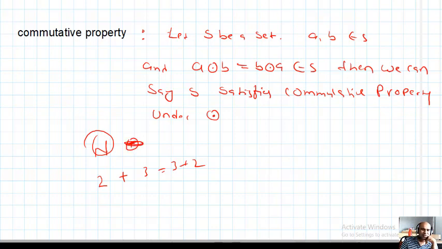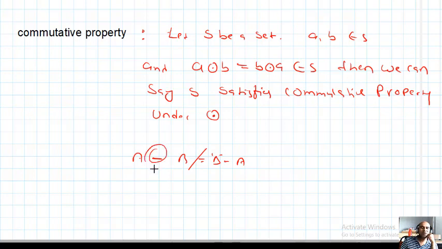Or take the operation minus in natural numbers. 2 minus 3 is not equal to 3 minus 2. That's why natural numbers won't satisfy the commutative property under the operation minus. Like that, our chapter is sets. A is one set, B is another set, A minus B is not equal to B minus A, already observed. That's why difference of sets won't satisfy the commutative property.